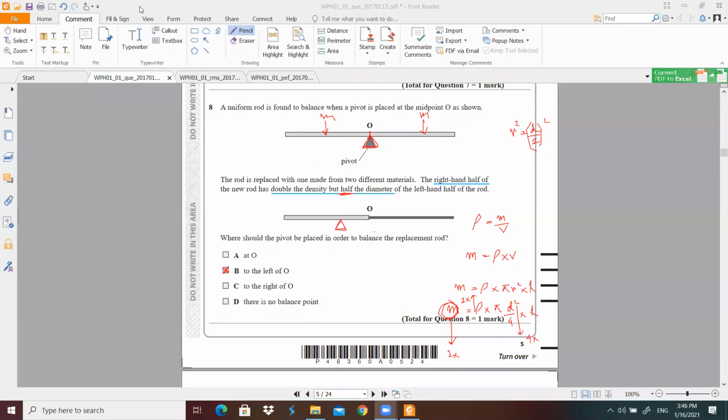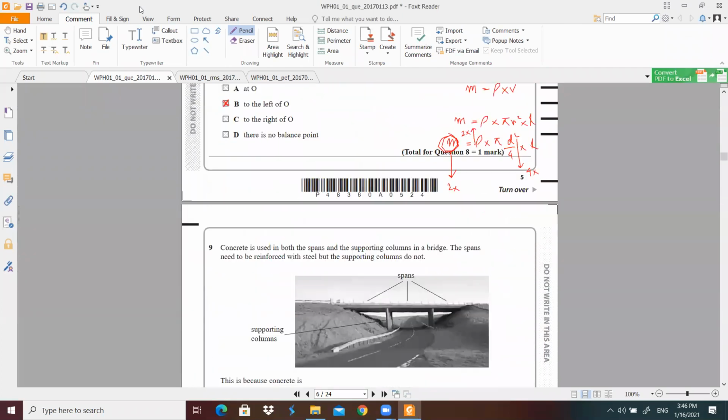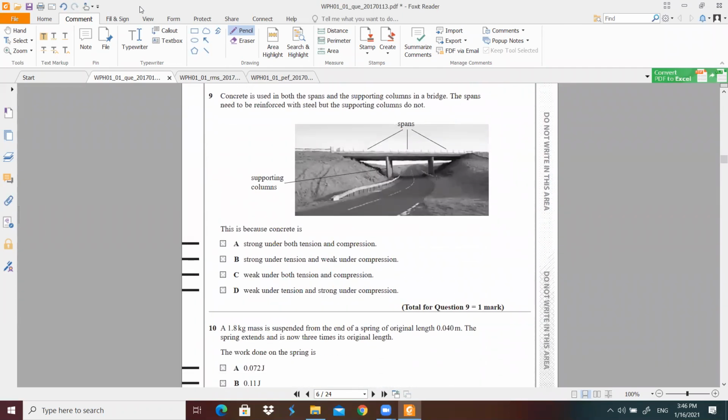Let's move on to the next one. That is number 9. Concrete is used in both the spans and the supporting columns in a bridge. The spans need to be reinforced with steel, but the supporting columns do not. Please look at this. These are the spans and these are the columns.